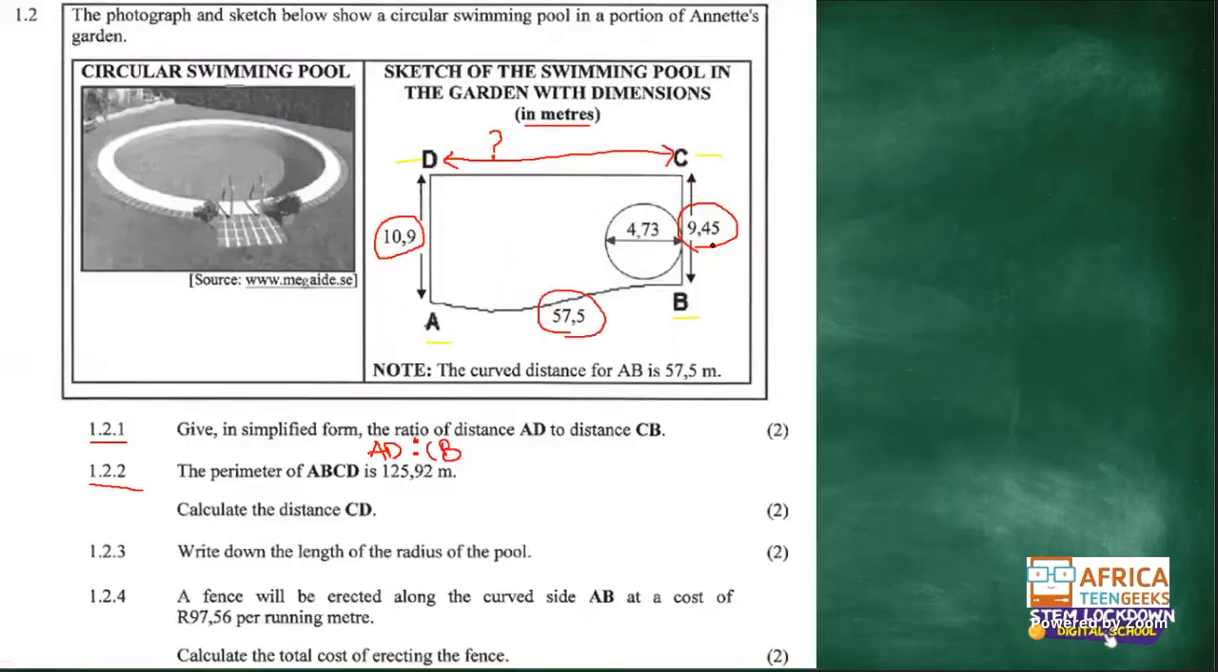Okay, next question. Remember, this lesson is based mainly on yesterday's introduction. So if you don't understand perimeter and radius, just go back to yesterday's lesson. Write down the length of the radius of the pool. There's the pool. Here is the pool.